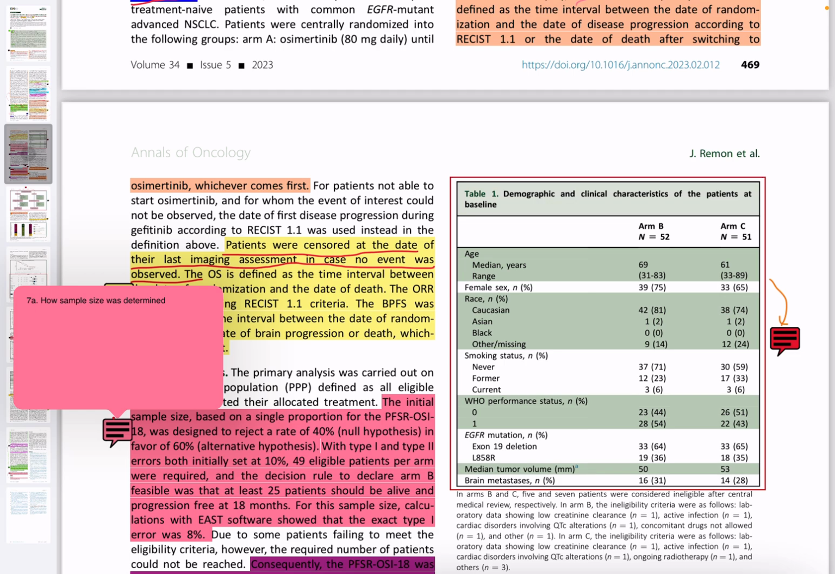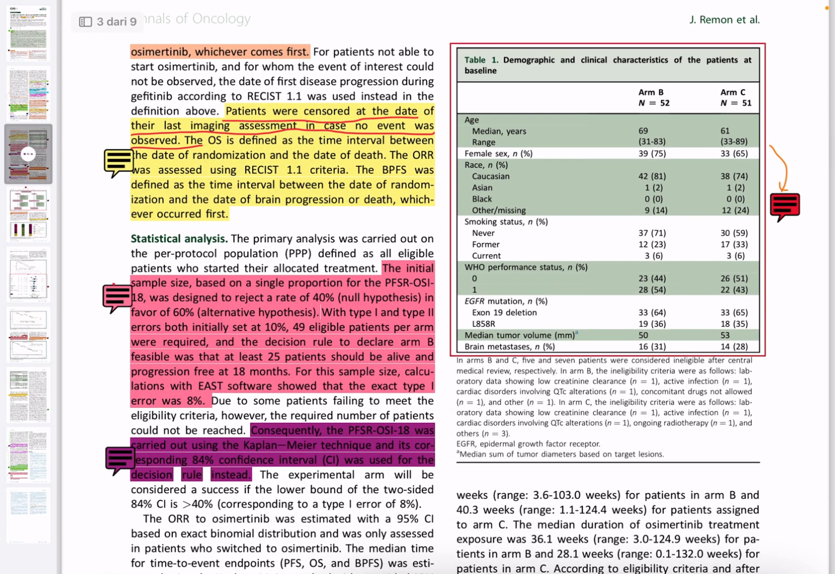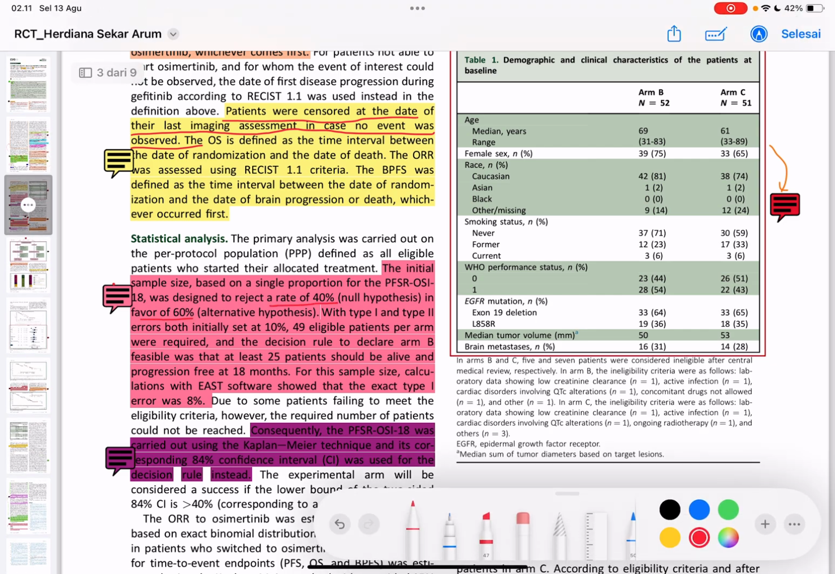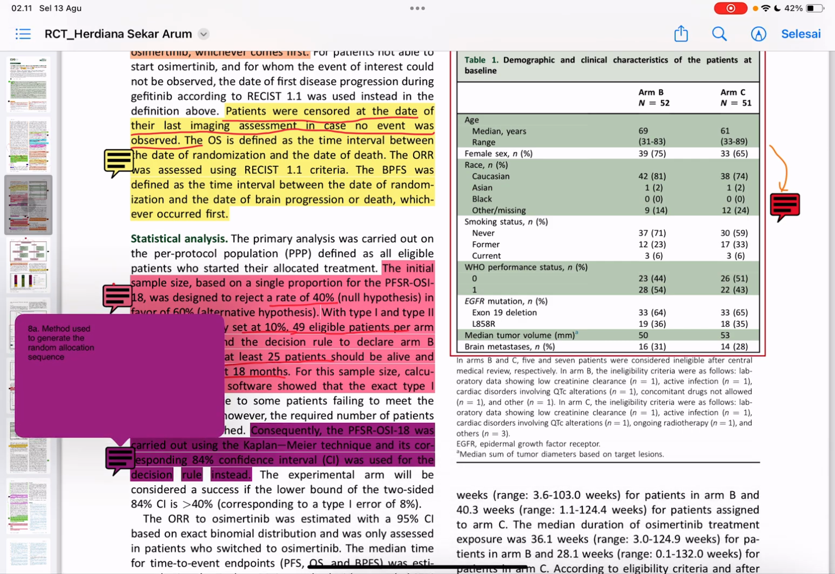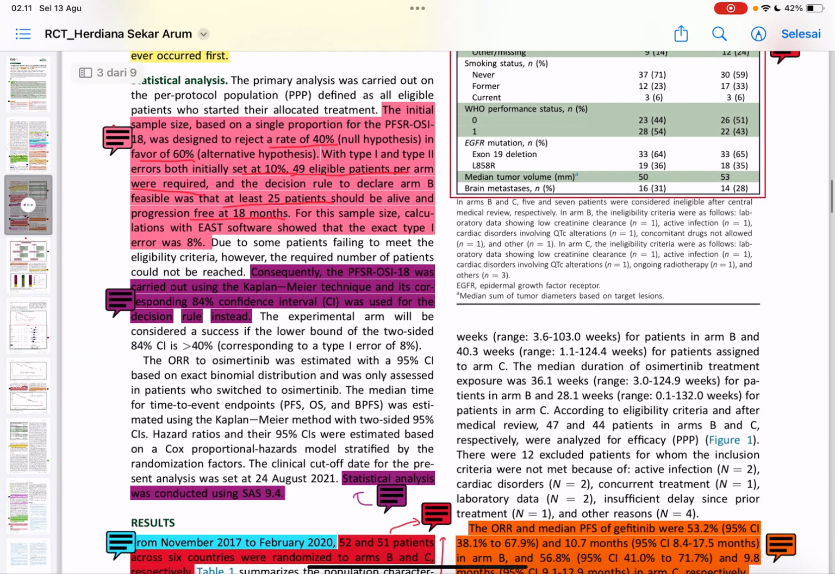The sample size was determined because in India there are rates of 40%, 60%, 10%; 49 eligible patients per arm were required, less 25 patients and free at 18 months. Next, we have the method used to generate the random allocation sequence.